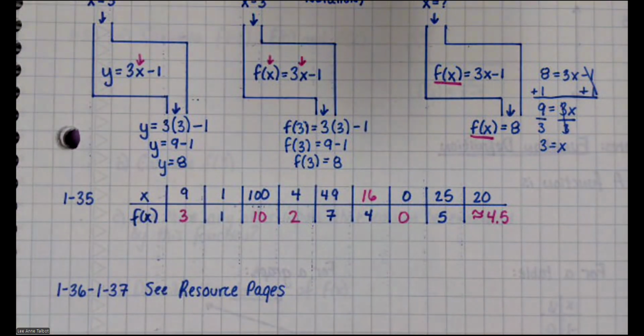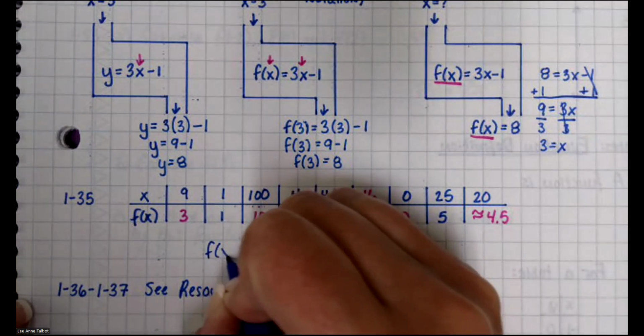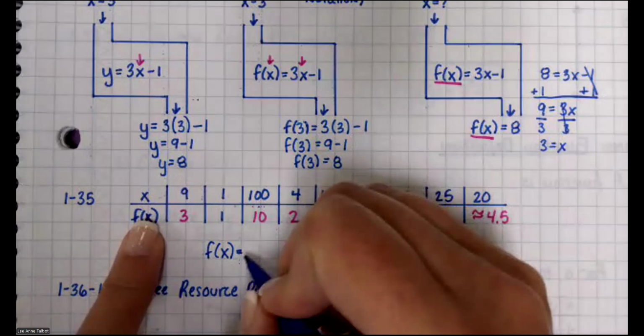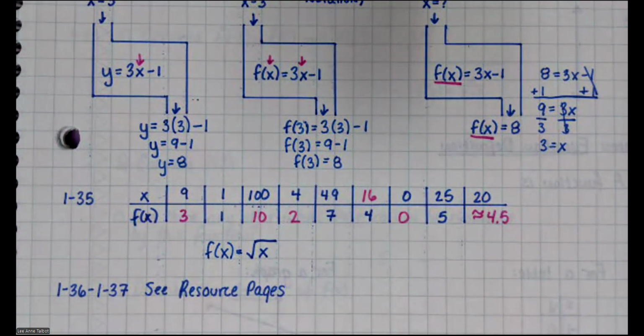Okay, so if I were to write the machine for this, I would say f of x, so y, that's the bottom row, is the square root of the top row.